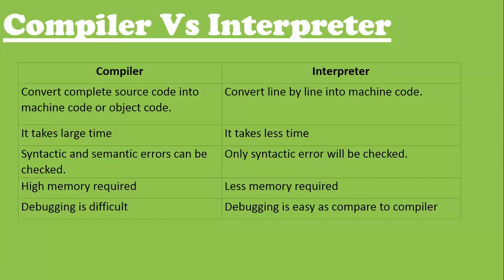The next difference between compiler and interpreter is that the compiler requires high memory compared to the interpreter, because the compiler creates intermediate object code during the compilation for further linking. However, the interpreter does not create intermediate object code. The compiler gives all errors at a time. However, the interpreter stops interpreting at the very first error. This is why debugging is easier in an interpreter than in a compiler.